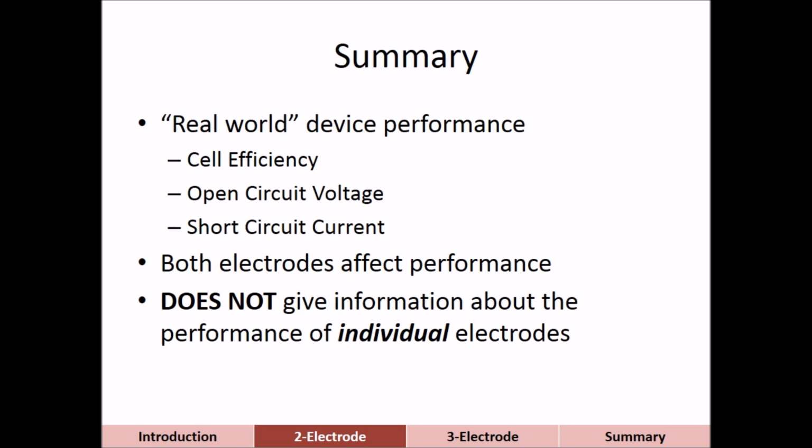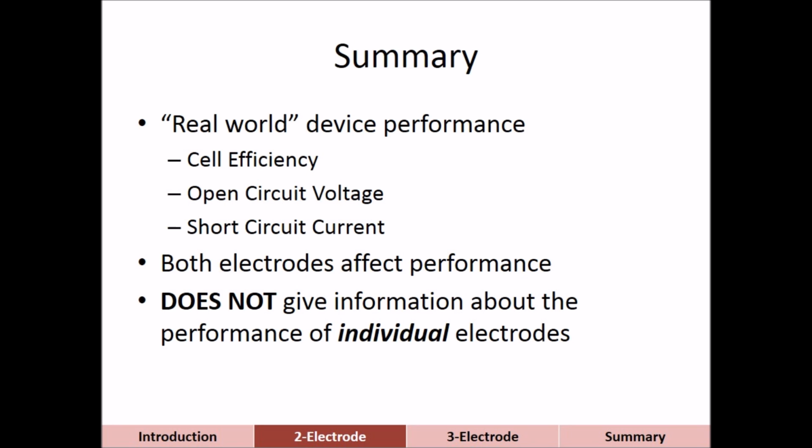So we've now seen how two electrode measurements can give us real-world performance information for our solar cells. Using a two-electrode system, we're able to measure our cell open circuit voltage, short circuit current, and we're able to calculate efficiencies from these IV curves. We've also seen how individual electrode energies can change as we measure the IV characteristics of our cell, and how different electrodes can affect the performance of the system.